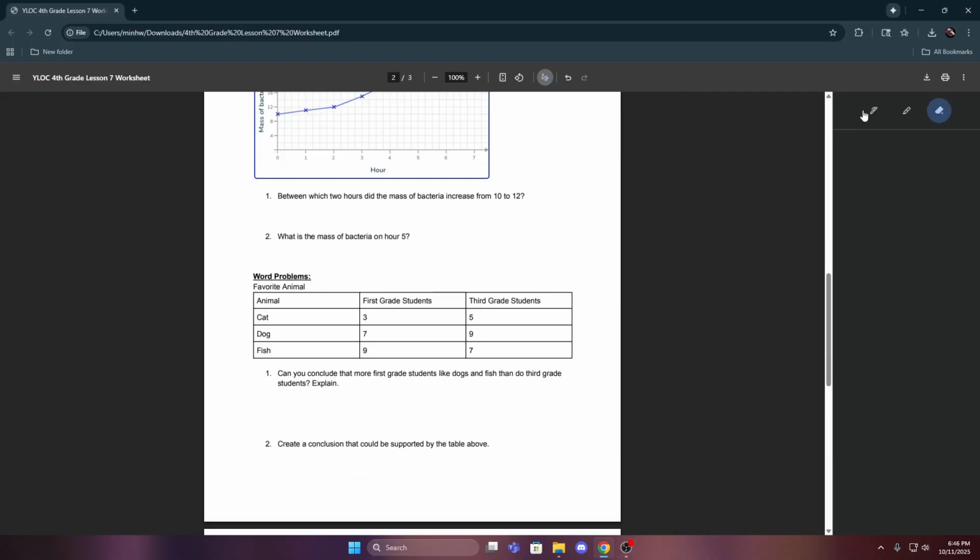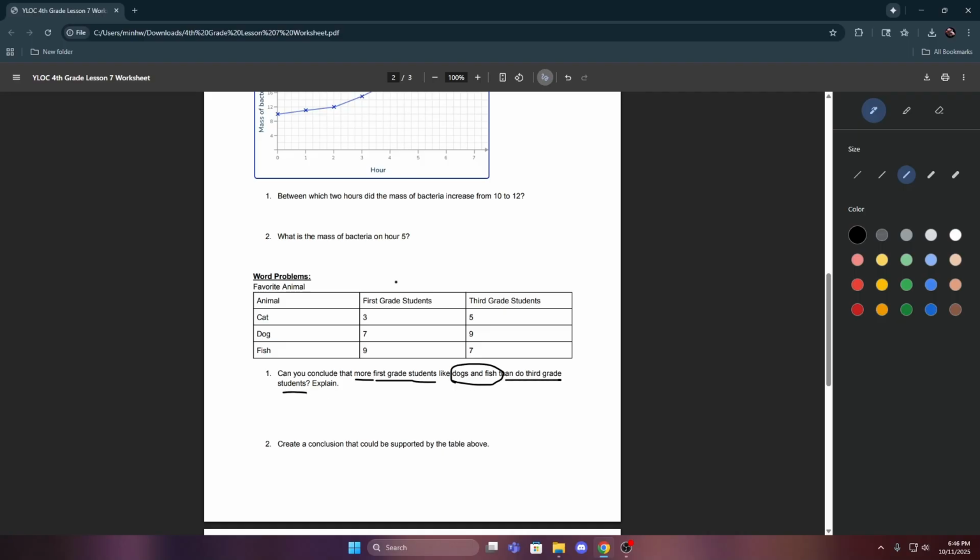milligrams. Can you conclude that more first grade students like dogs and fish than do third grade students? So under first grade students, we see that 7 of them like dogs and 9 of them like fish. And for third graders, 9 of them like dogs and 7 of them like fish. So if you do the adding here, this is 16 and this is also 16. So no, you can't. Why? Because they're the same. The values of the first grade students and the third grade students liking dogs and fish are the same. So I can't write all that out, but that is your explanation.